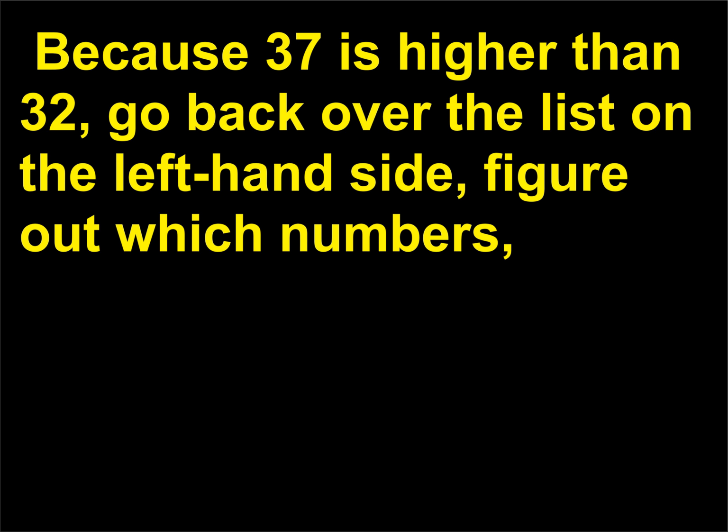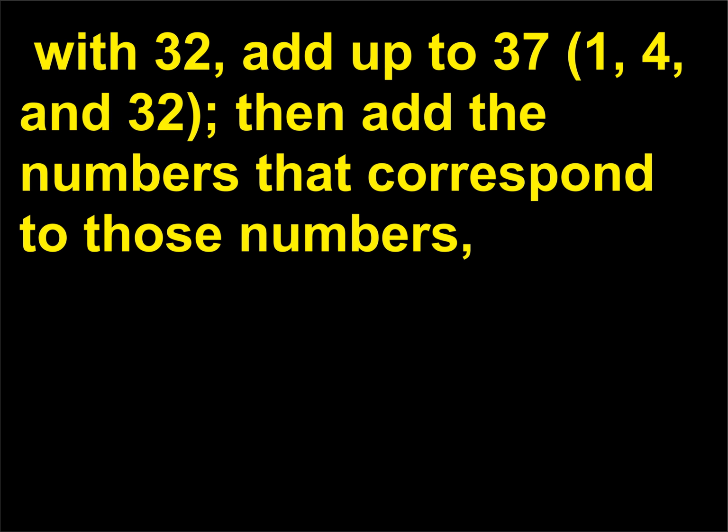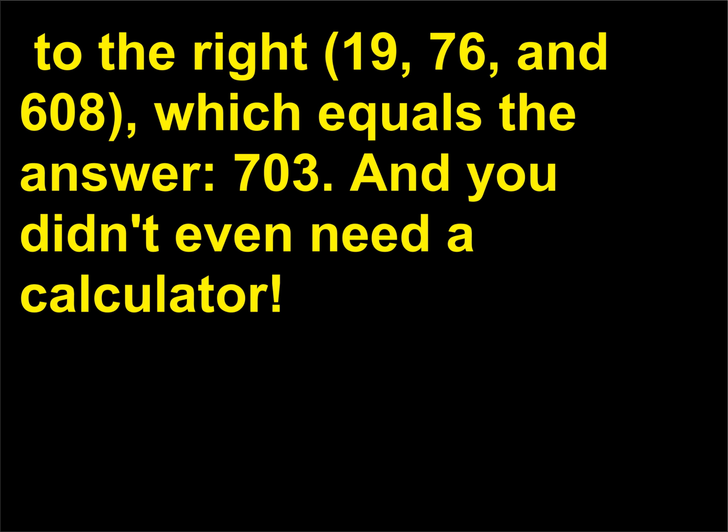Because 37 is higher than 32, go back over the list on the left-hand side, figure out which numbers with 32 add up to 37: 1, 4, and 32. Then add the numbers that correspond to those numbers to the right: 19, 76, and 608, which equals the answer, 703. And you didn't even need a calculator.